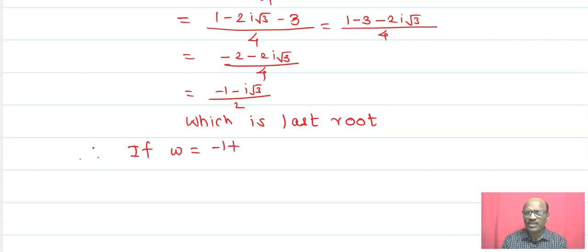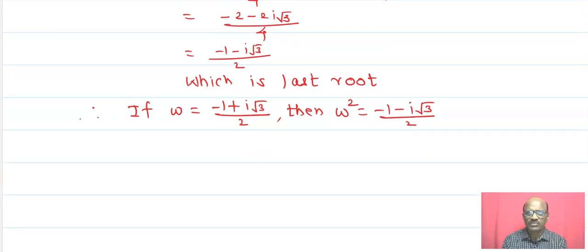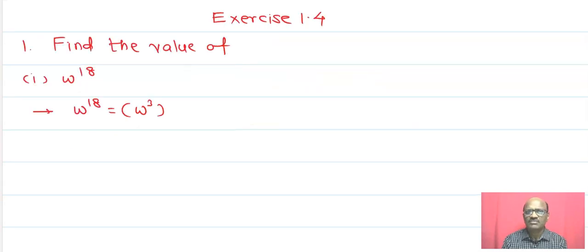Now if omega is equal to minus 1 plus i root 3 upon 2, then omega square is equal to minus 1 minus i root 3 upon 2. That the roots are 1, omega and omega square. Now see this exercise 1.4.